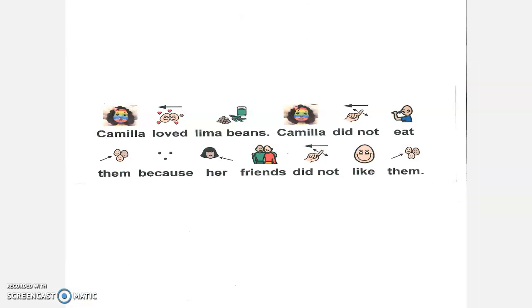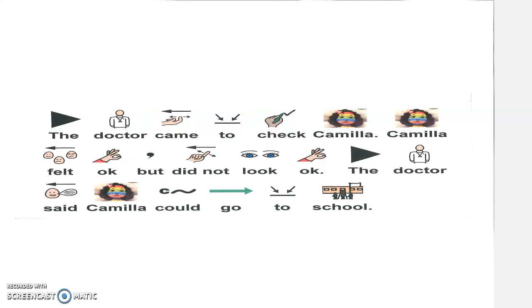So these are the icons that I'll use for the story. As we read, the students will go ahead and touch each icon. Camila loved lima beans. Camila did not eat them because her friends did not like them. And then here's more of Camila's story and the icons that we're going to use to help know and understand the story.